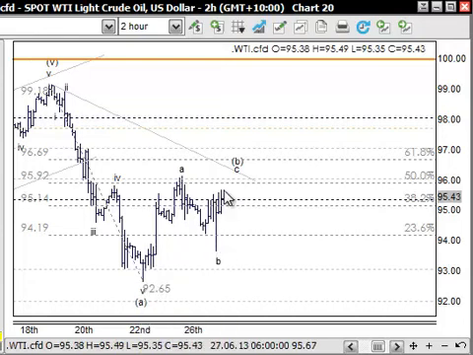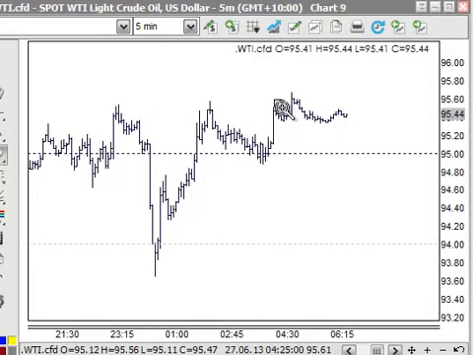But look, if that is 5 waves moving up through there, then we'll have a correction, and then we'll have another 5 up, and then another 5 up. So we could end up quite high through there. So you'd be looking for long trades above that.